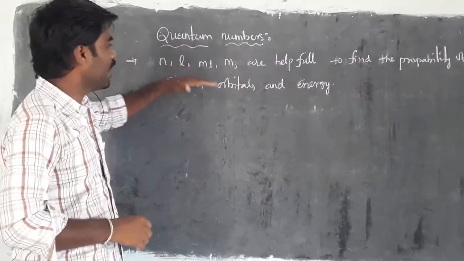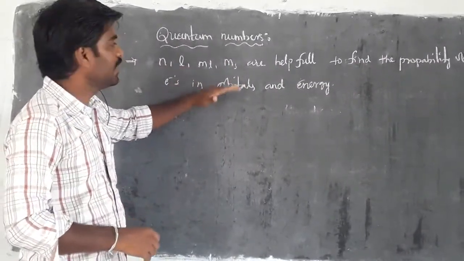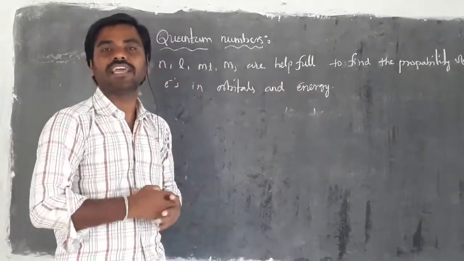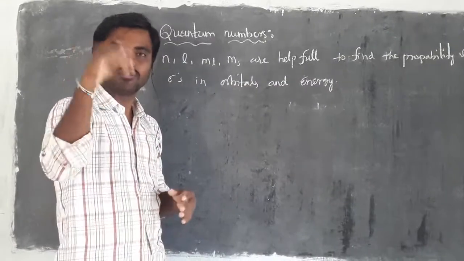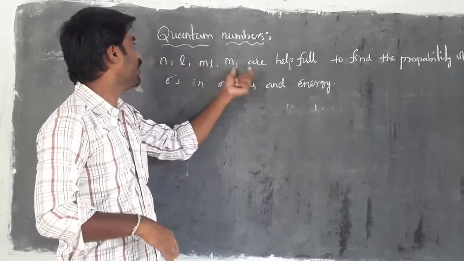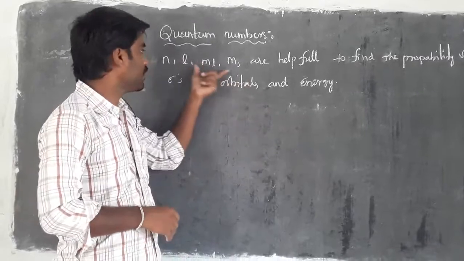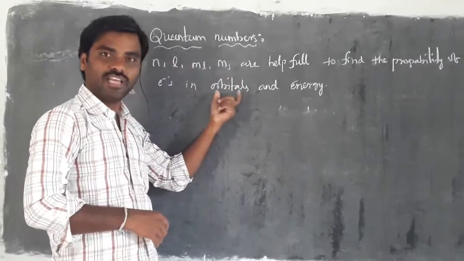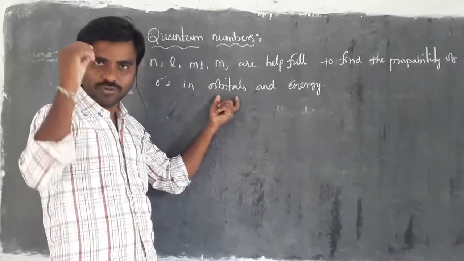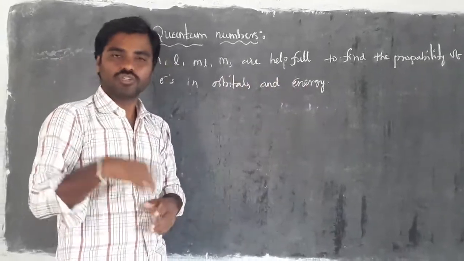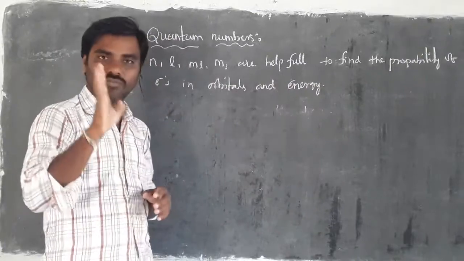Not only to find the orbitals, right? It is also able to calculate the energy, meaning the energy of the electron. That is also possible with the help of the four quantum numbers. So these four are helpful to identify the orbitals, to identify the electron and to calculate the energy. The total number of quantum numbers is four.